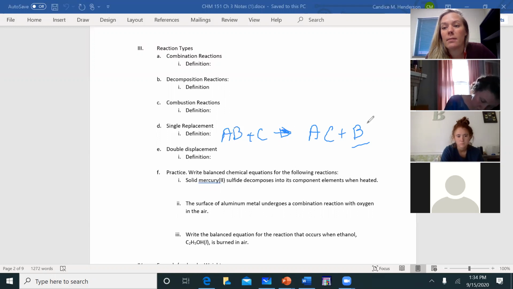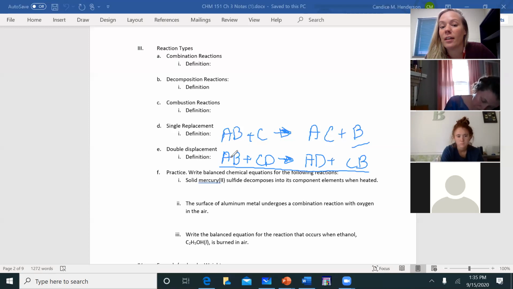A double displacement is when we've got, this is like sort of our swingers situation, okay? So we've got A, B combining with C, D, and they swap partners, all right? So then we get A, D plus CB. But in this double displacement, these swingers are relatively conservative, in that the metal always goes with the non-metal, okay?